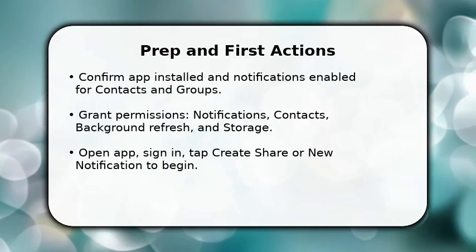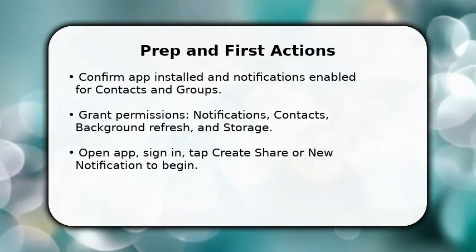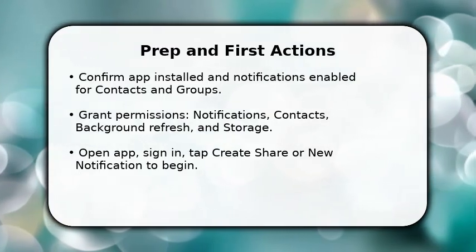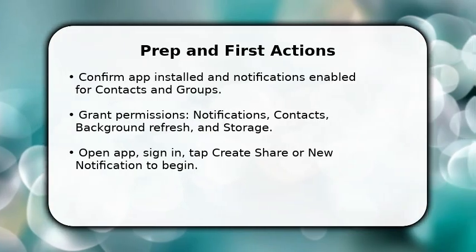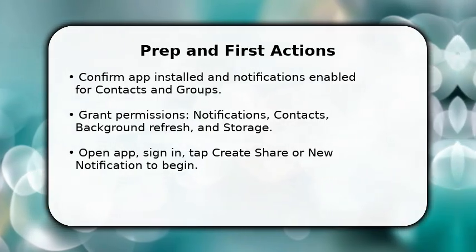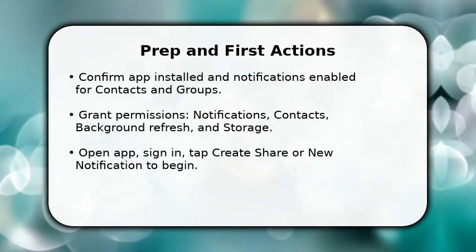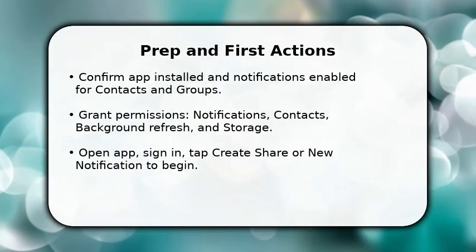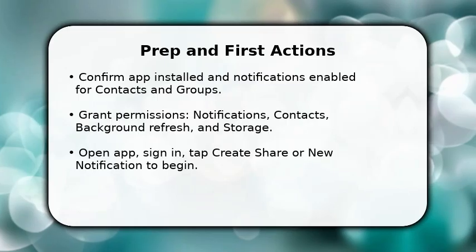You start by confirming prerequisites. The app is installed and notifications are enabled for contacts and groups. Once done, grant required permissions, notifications, contacts, background refresh, and storage, so messages can appear reliably.